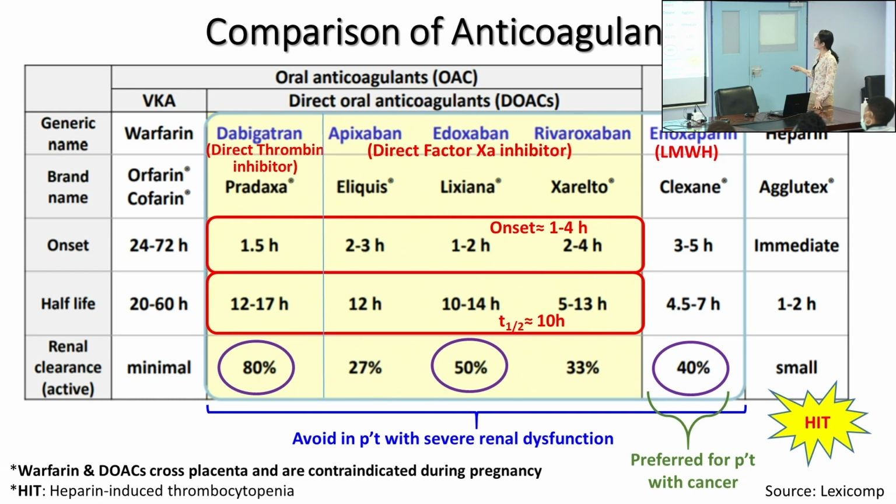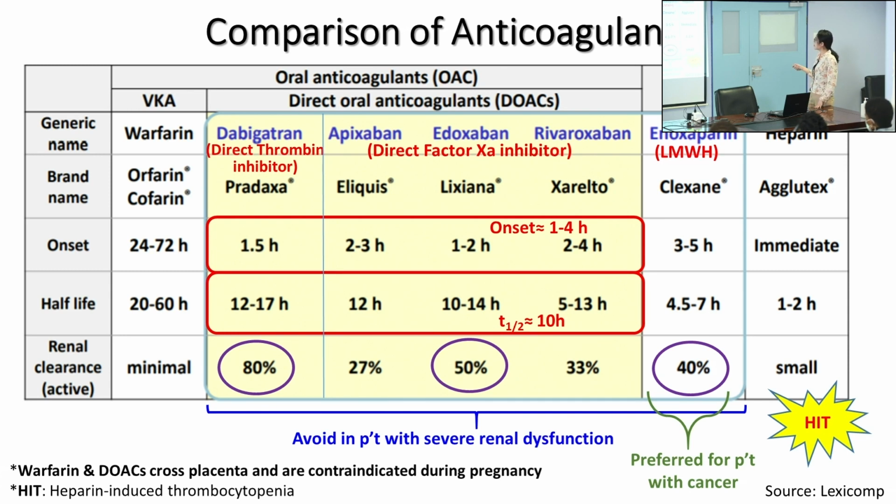Okay, and let's take a look at the parenteral anticoagulants. Yes, the heparin is here and enoxaparin is here, and enoxaparin is also largely eliminated by the kidney, 40%. So you still have to be careful for patients with renal dysfunction. And what is important is that enoxaparin is usually preferred for patients with cancer.